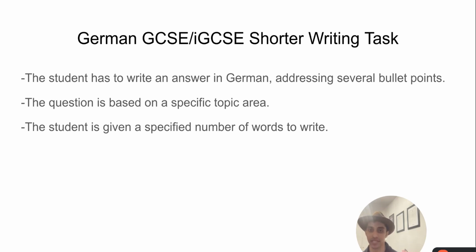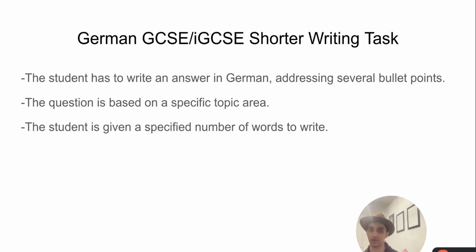For the shorter writing task, students would have to write an answer in German, of course, and they would have to address a certain number of bullet points. That is really important. It is important to address every single one of those bullet points in your answer. So no matter how many bullet points there are, you must include all of them and include them roughly equally as well. I would not write twice as much for one bullet point as you do for another, for example.